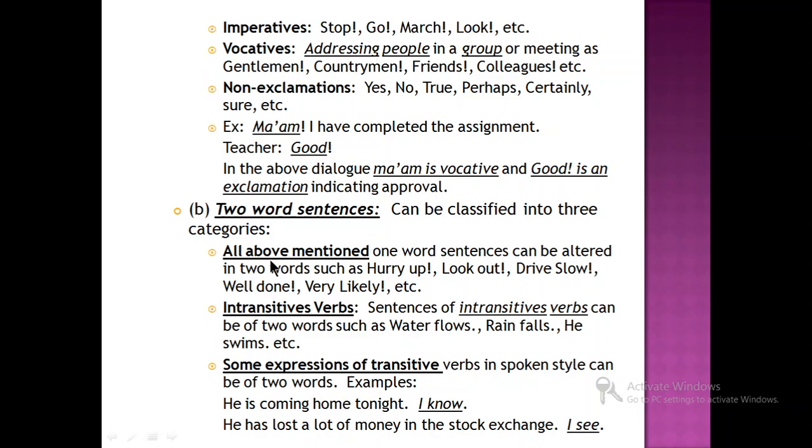सो ऑल द सिचुएशंस व्हिच आर गिवन एज वन वर्ड अबव can be framed as two words like hurry up, look up, drive slow, well done, very well, very likely, etc. Lot many things are there. Second चीज आती है intransitive verbs. Use of intransitive verbs. With the use of intransitive verbs, we frame two word sentences. ये proper grammar rules के according है.